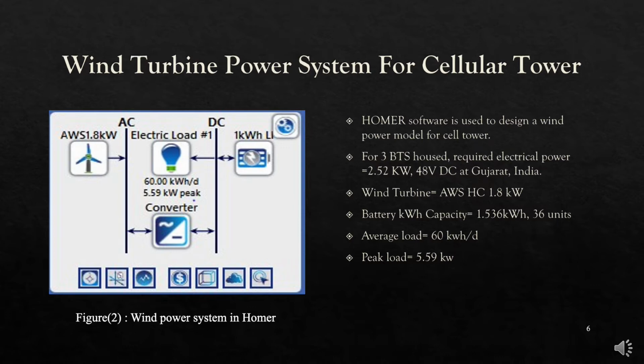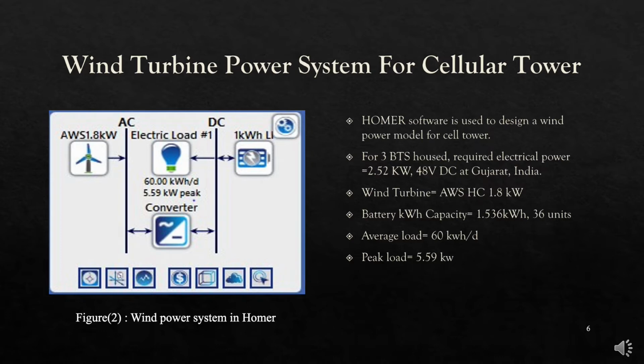To fulfill this requirement, we use a wind turbine named AWS HC 1.8 kW with a battery capacity of 1.536 kilowatt hour. For battery backup, we need 36 units of battery. The average load of this whole system is 60 kilowatt hour per day, and the peak load is 559 kilowatt hour. In this figure, we can see the whole wind power system, which is used to power the cellular tower.